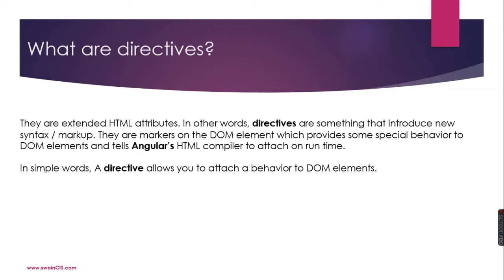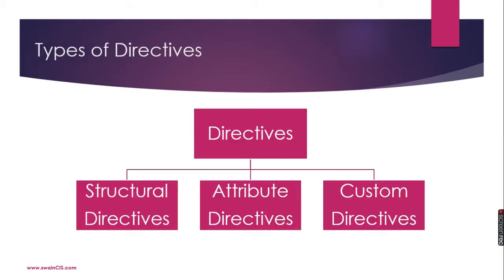So let's see how many types of directives there are. There are three types of directives. First is structural directive, second is attribute directive, and last one is custom directives. So in this chapter we will learn about structural directive, but briefly we will check what these three directives are.